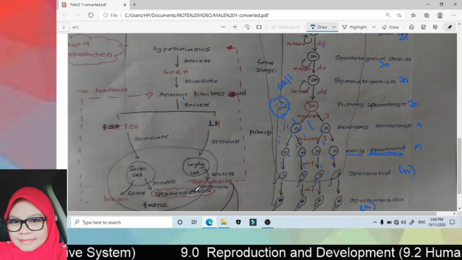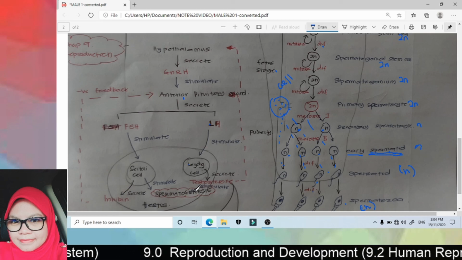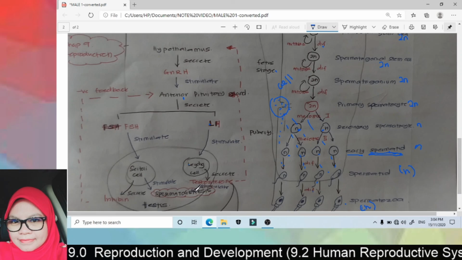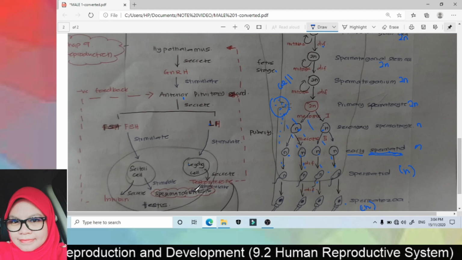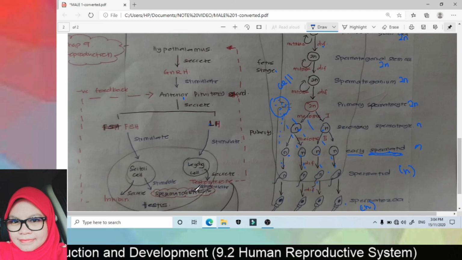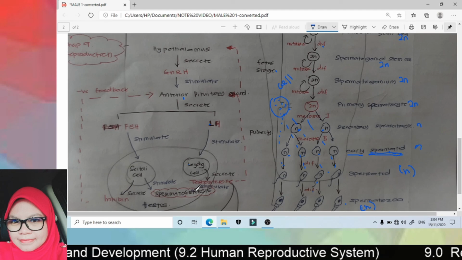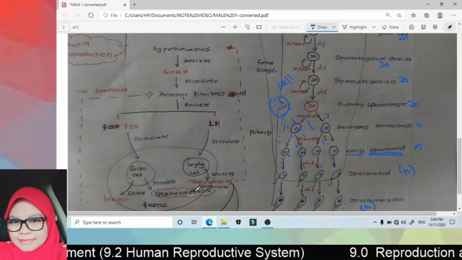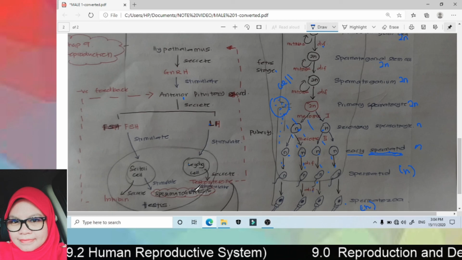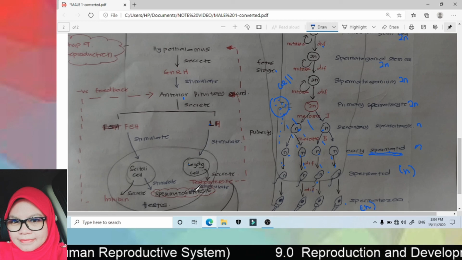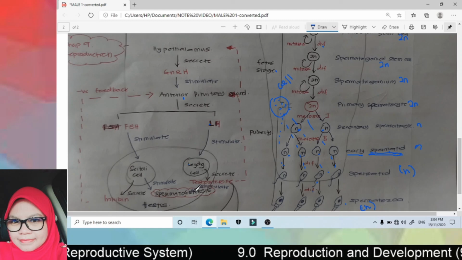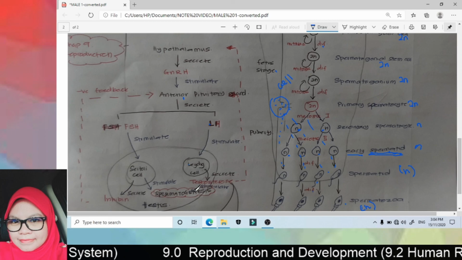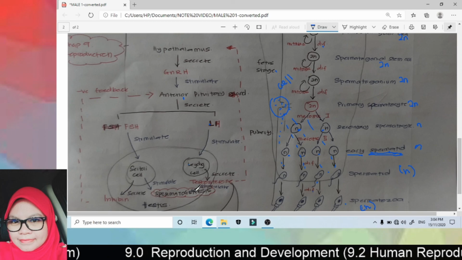Okay, so I think that's all for this part, which is human reproductive system focus on male. Okay, kita recall balik apa yang kita dah belajar. First, kita dah belajar tentang male reproductive system. Second, structure of male gamete. Third, spermatogenesis. And fourth, the role of hormone in spermatogenesis. So, kita jumpa in the next video, discuss about female, which is more complicated.